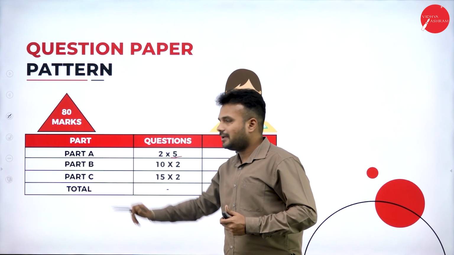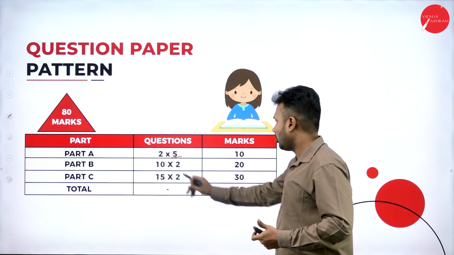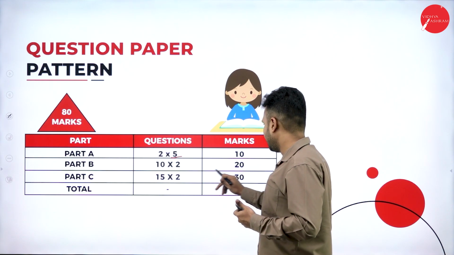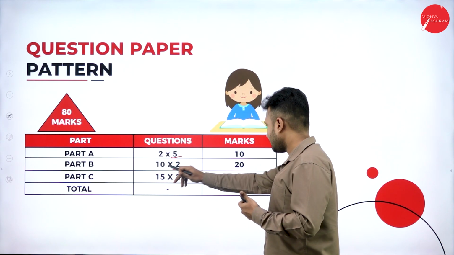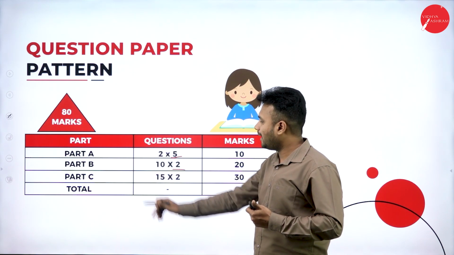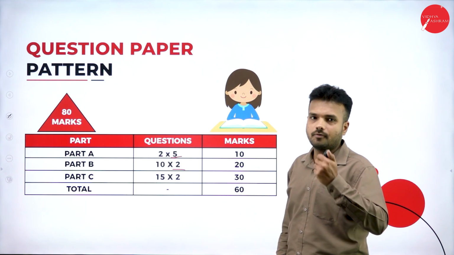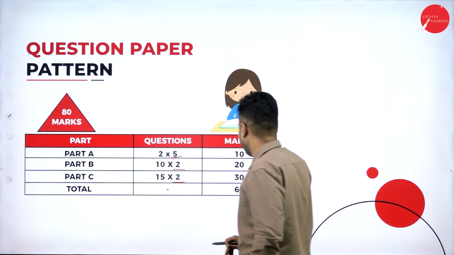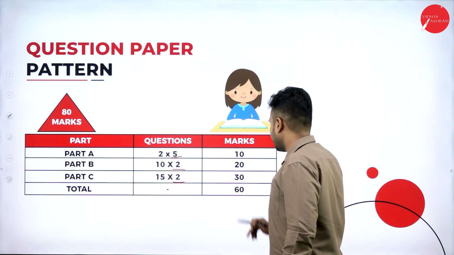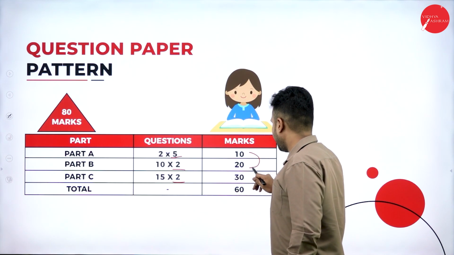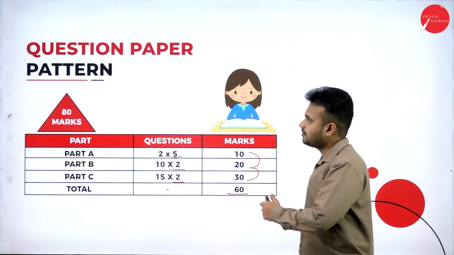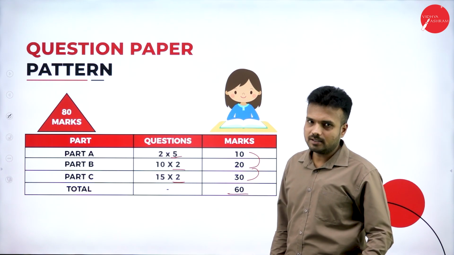Again, in part B, there are 4 questions of 10 marks, of which you are supposed to attend any 2 among them. That is 10 twos are 20. In part C, there are 4 questions of 15 marks, of which you are supposed to attend any 2 among them. That is 15 twos are 30. 10 plus 20, 20 plus 30 is equal to 60. So this is your final exam question paper pattern.